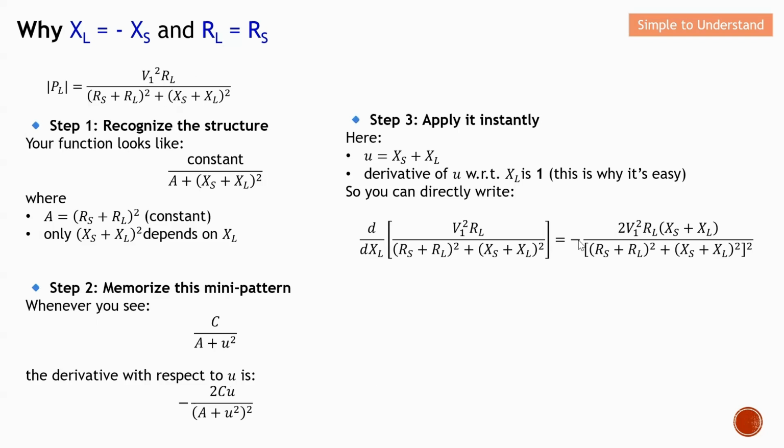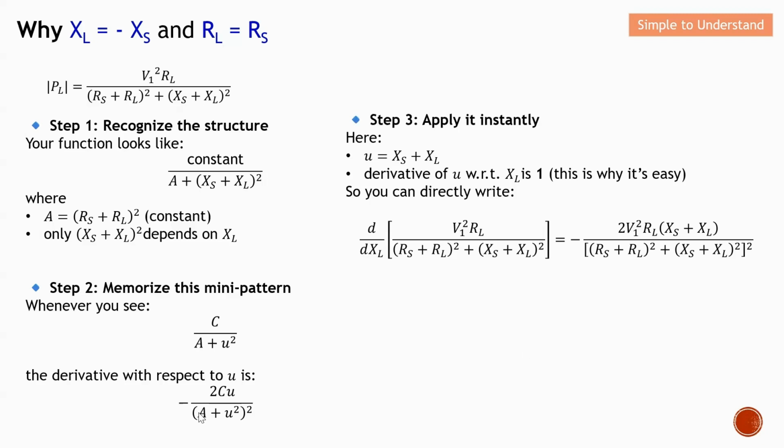So this is minus, so therefore the final equation becomes a minus term. 2, okay, so basically the C term, which is the constant, is V1 squared multiplied by RL, which is here. So this is actually the C term. The U term, which is XS plus XL, as you can see from here. Okay, again, let's come back to here. This whole thing squared. You can see for this whole thing squared.